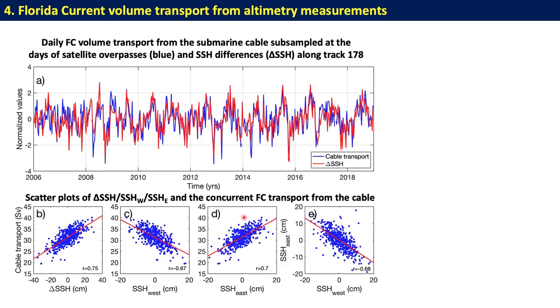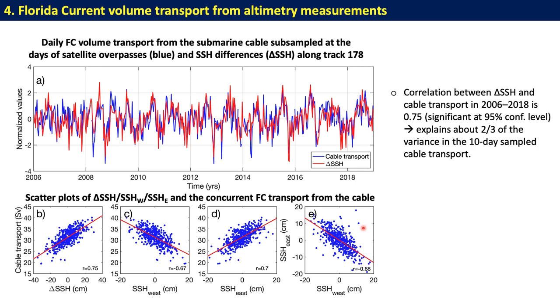So the obtained sea surface height differences together with the cable transport during the days of satellite overpasses for the 2006-2018 time interval are shown in the upper plot, and below I'm showing the scatter plots of cable transport versus sea surface height differences, and then versus the sea surface height average over the western segment, average over the eastern segment, and this is the scatter plot between the sea surface height in the western segment and eastern segment.